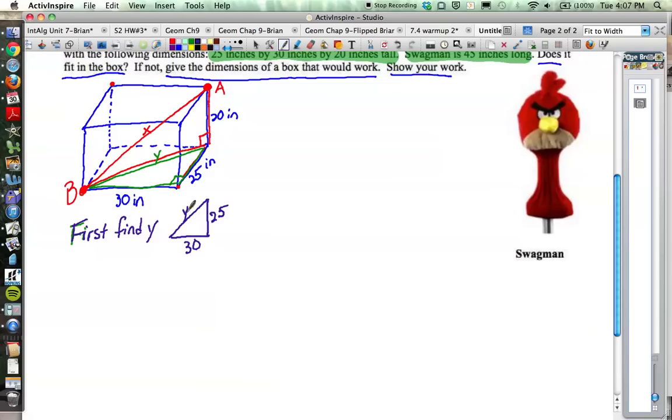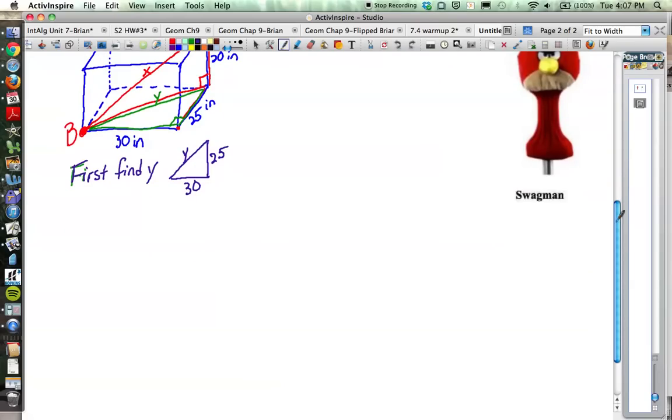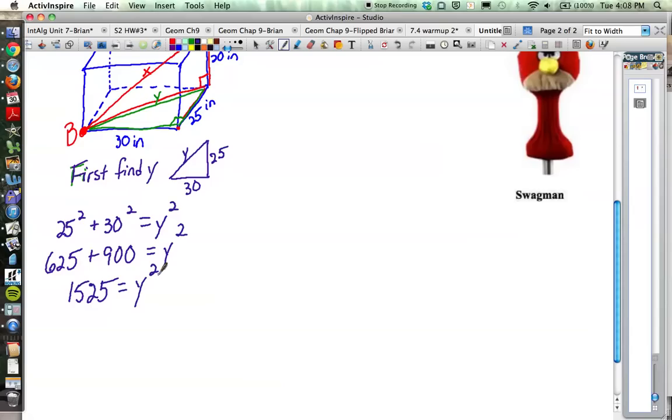All right, so now let's do the Pythagorean theorem. I have 25 squared plus 30 squared is equal to y squared. 625 plus 900 is equal to y squared. That means I've got 1,525 is equal to y squared. And therefore, y is the square root of 1,525. So now I know that the y length, the hypotenuse of the bottom of my box, is equal to the square root of 1,525.